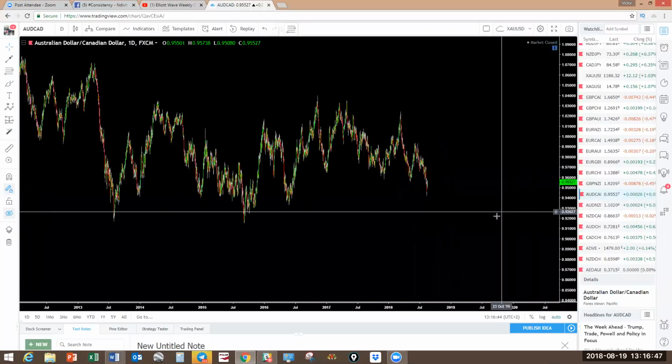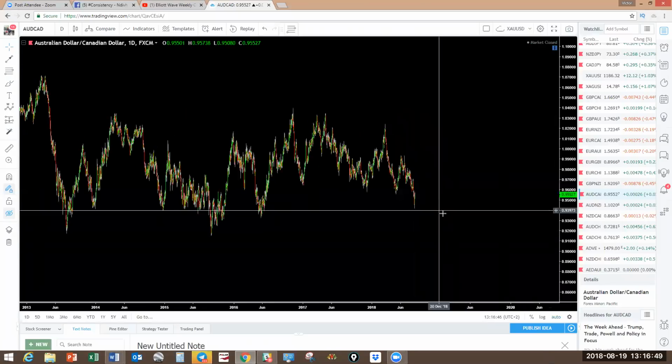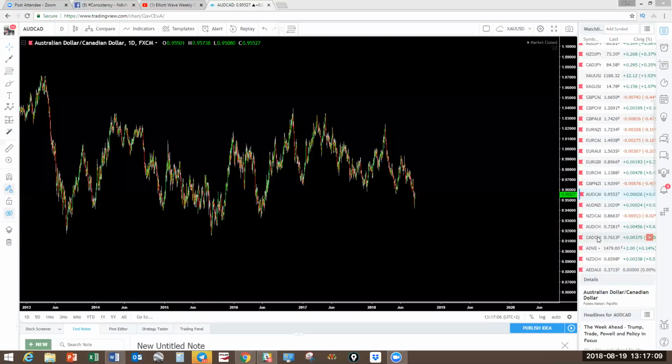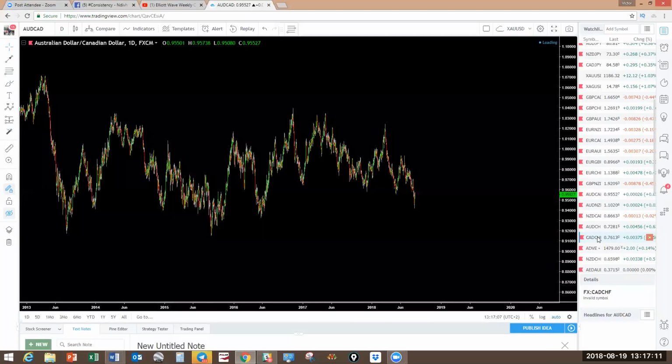So Audi CAD. Now because you've got the structures on other CAD pairs, you know that you just need to wait for this one to give you a structure and come back and retest that level at the bottom there. Okay. We're waiting for this one to come, but rather trade the ones with a clearer structure. So I'll be waiting for this one to come down here. So pick one with a clearer structure. CADJPY.